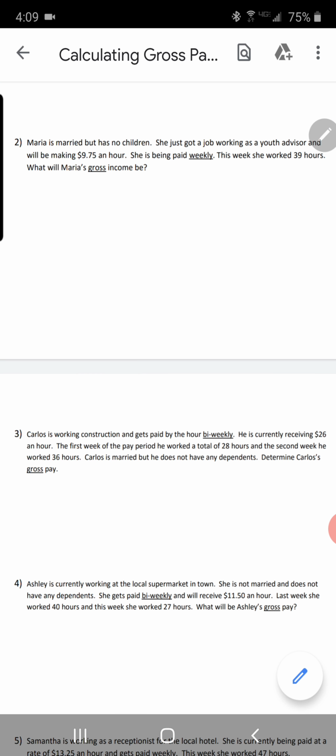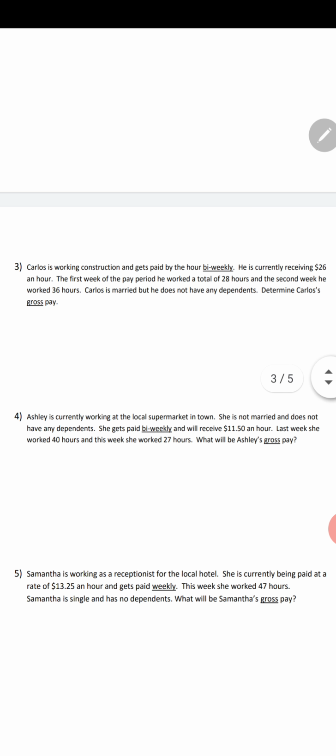All right, so we just did Carlos. I'm going to do Ashley next. Ashley is currently working at this local supermarket in town. She is not married and does not have any dependents. She gets paid bi-weekly and will receive $11.50 an hour. Last week she worked 40 hours, and this week she worked 27 hours. What will be Ashley's gross pay? So once again, looking for the gross pay.